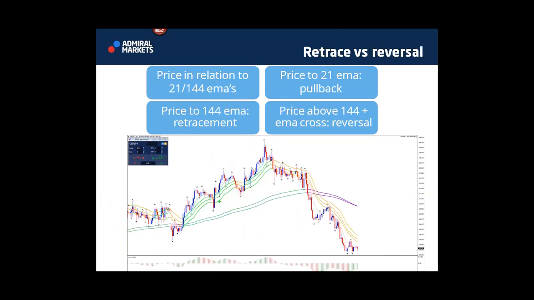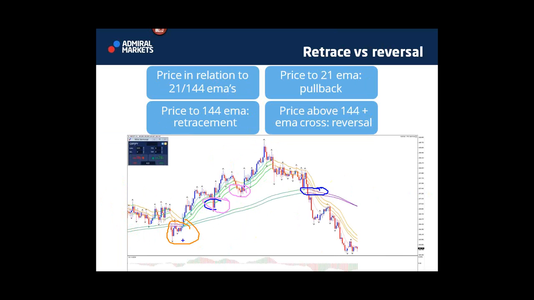So this right here, where I have the blue circle, well, let me make that pink. Pink circles, those are pullbacks. Where I have the orange circle, that is a retracement. And where I have the yellow circle, yellow is probably not visible, so let me make that blue, that's where we have a reversal. All right, so now you can see the distinction of what's going on.